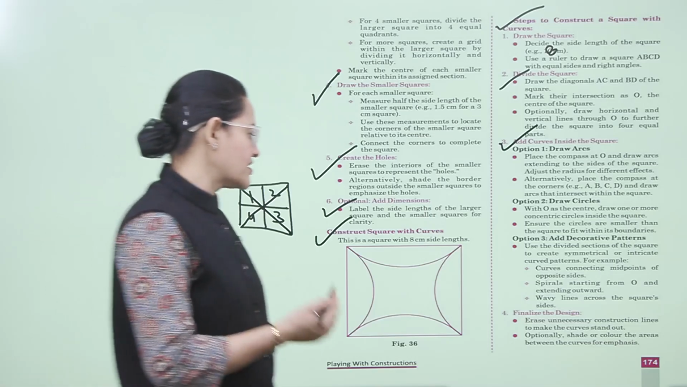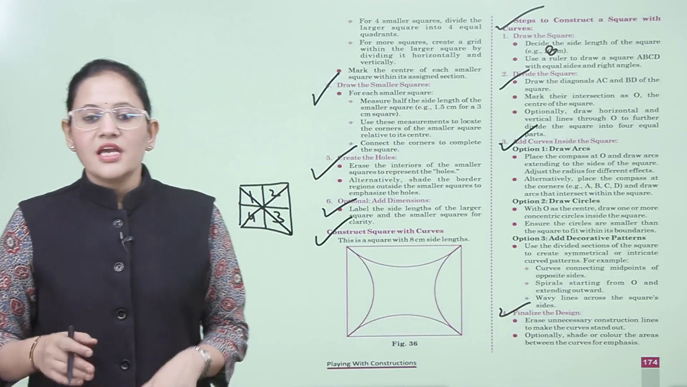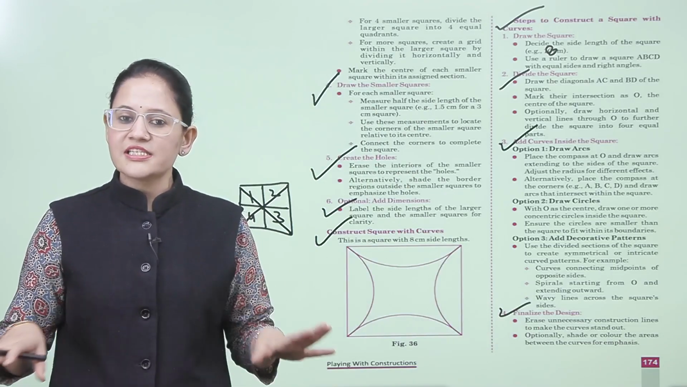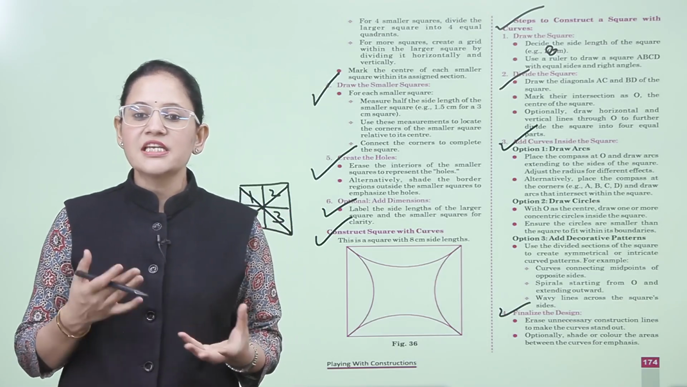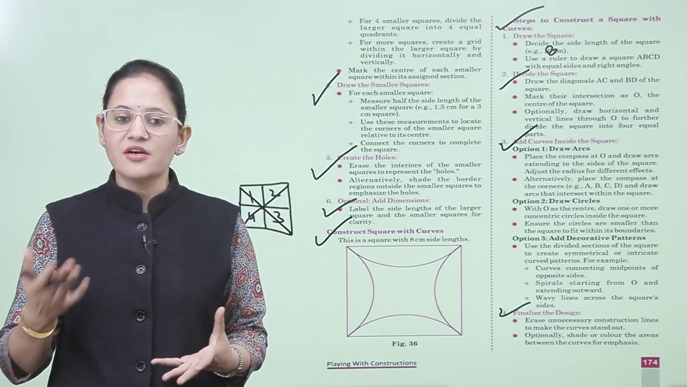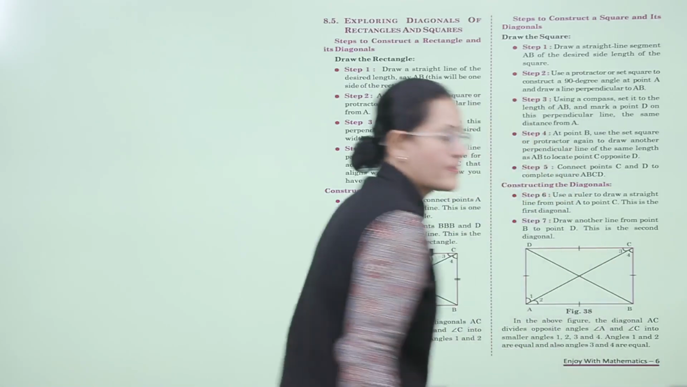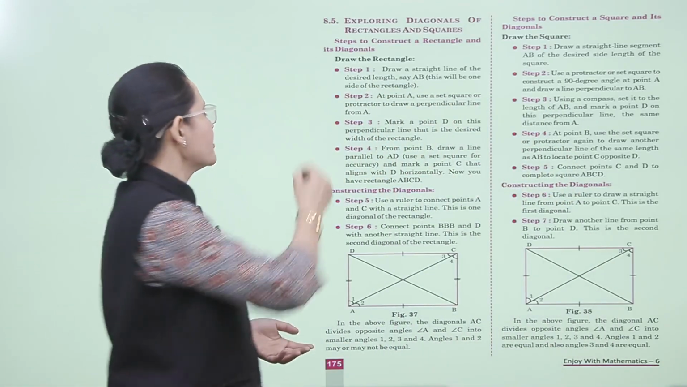Next is finalize the design. We'll erase all the unnecessary construction lines to make the curves stand out. Optionally shade and color the areas between the curves for emphasis. Next is exploring diagonals of rectangles and squares.